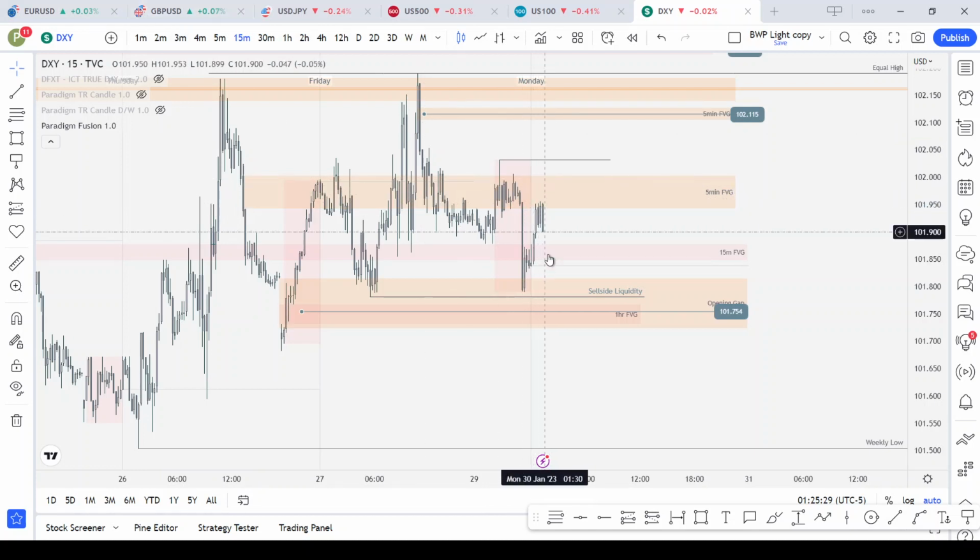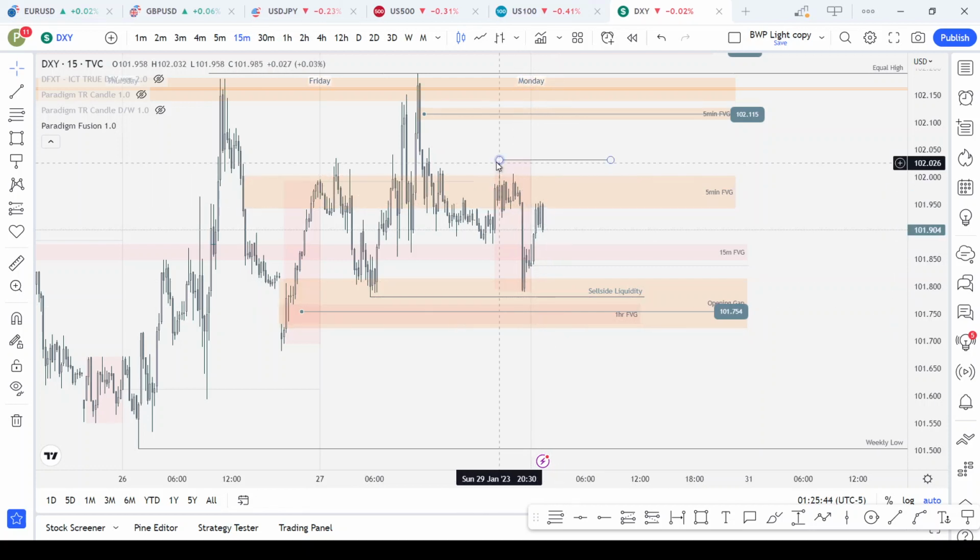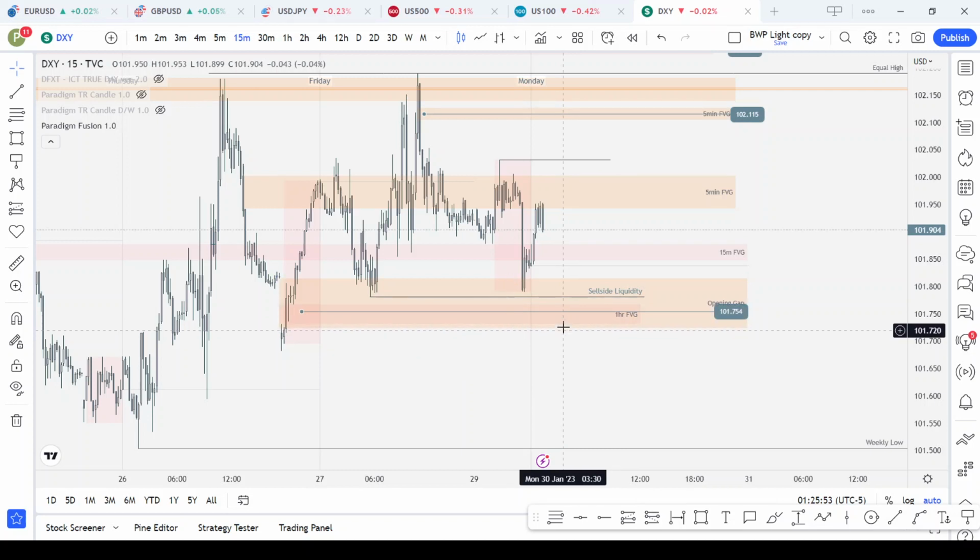Okay, so I like that rejection. So I don't see taking this level yet. I want to see it drop down to this level before it takes out this high, or it uses this level as support. So if it comes here and we see some kind of support around here, particularly this level, particularly the opening price.